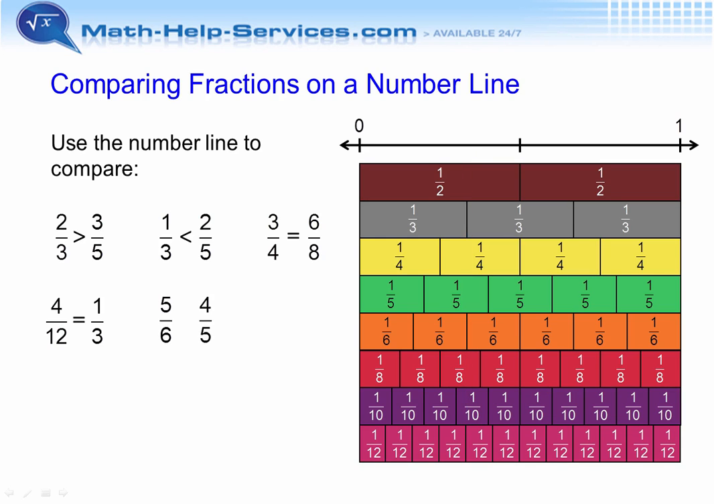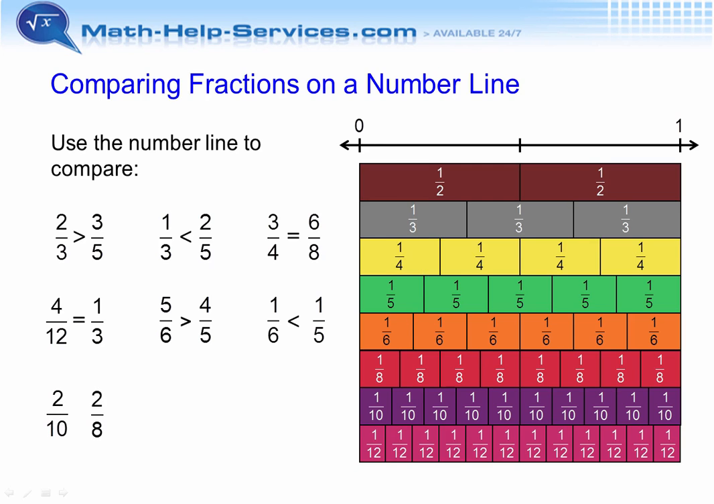What about 5/6 and 4/5? Well, 5/6 is right here, and 4/5 is right here. So 5/6 is greater than 4/5. How about 1/6 and 1/5? 1/6 is here. 1/5 is here. So 1/6 is less than 1/5.